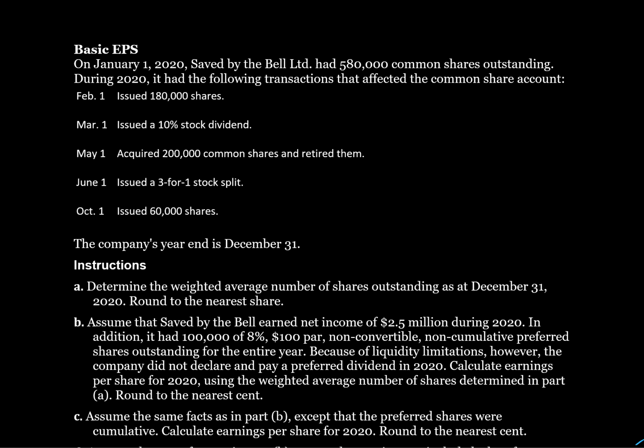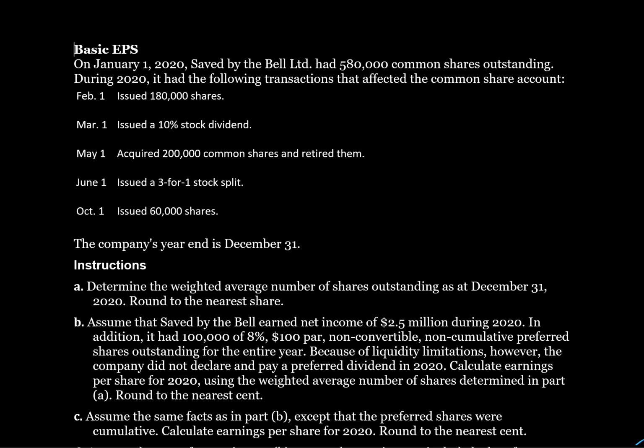This question will walk through the calculation of basic earnings per share. On January 1st, 2020, Saved by the Bell Limited had 580,000 common shares outstanding. During 2020, it had the following transactions that affected the common share account. On February 1st, we issued 180,000 shares.